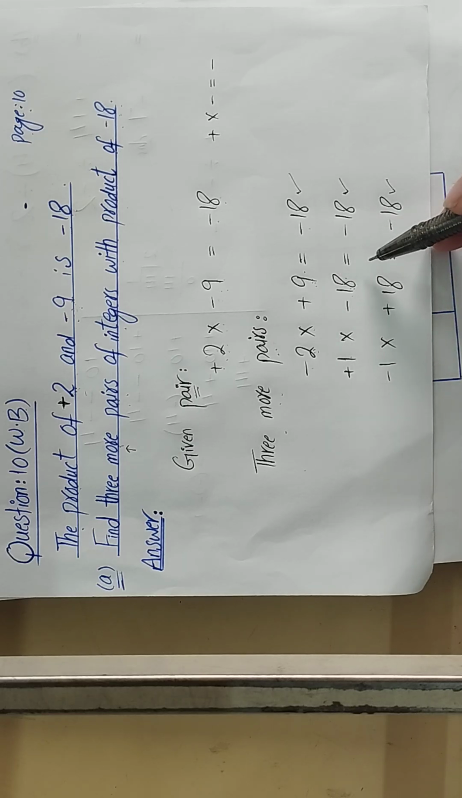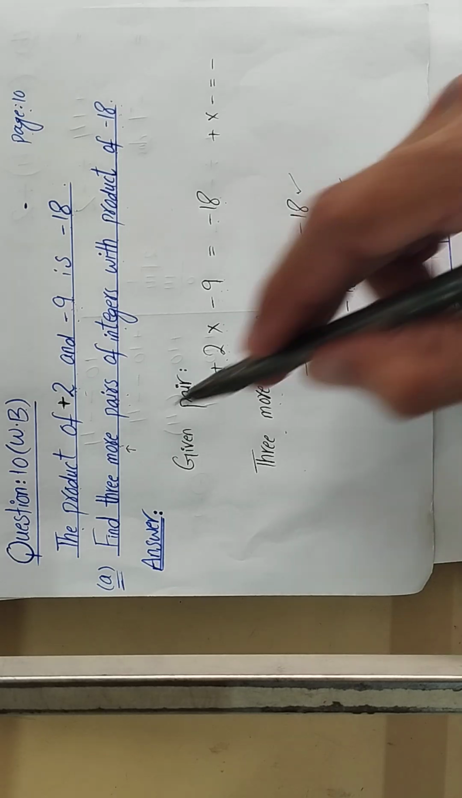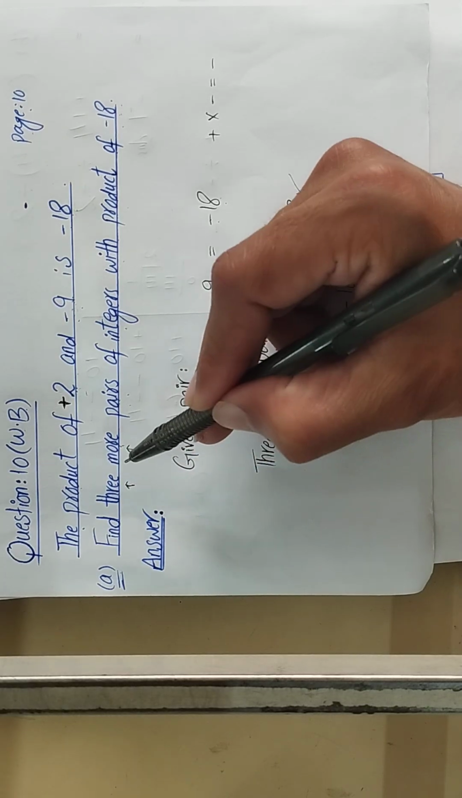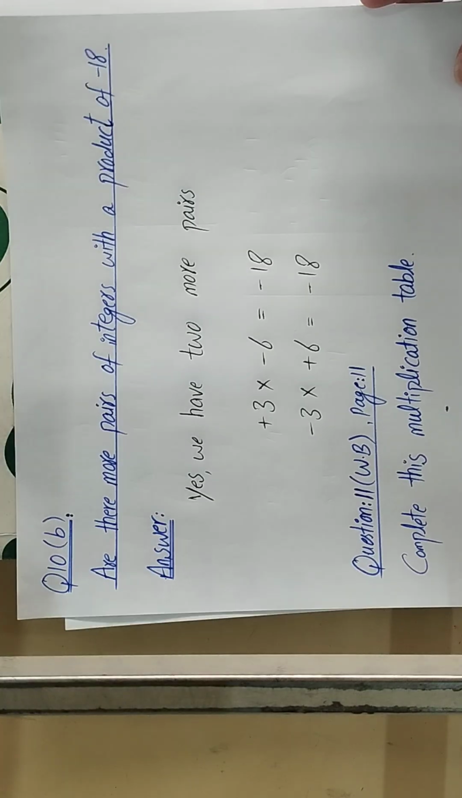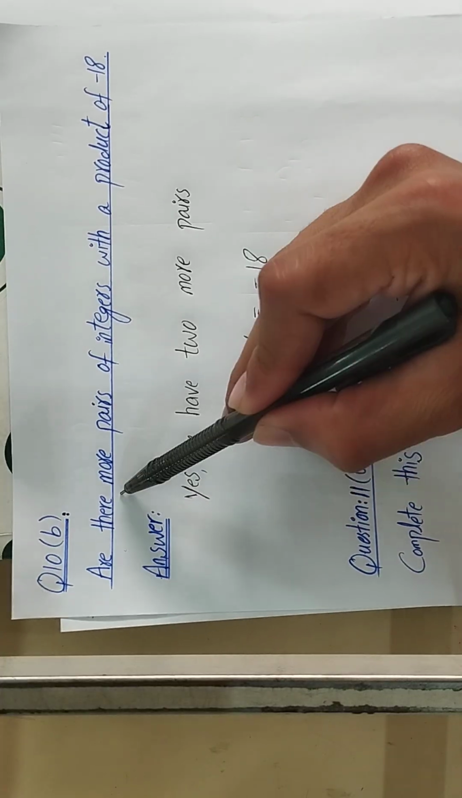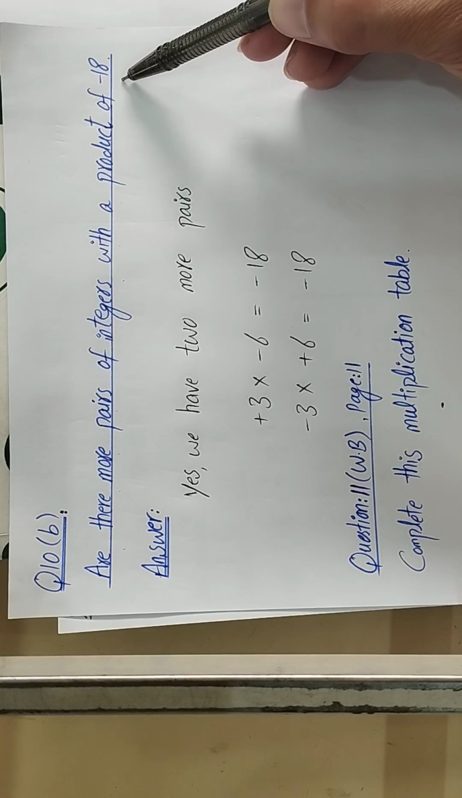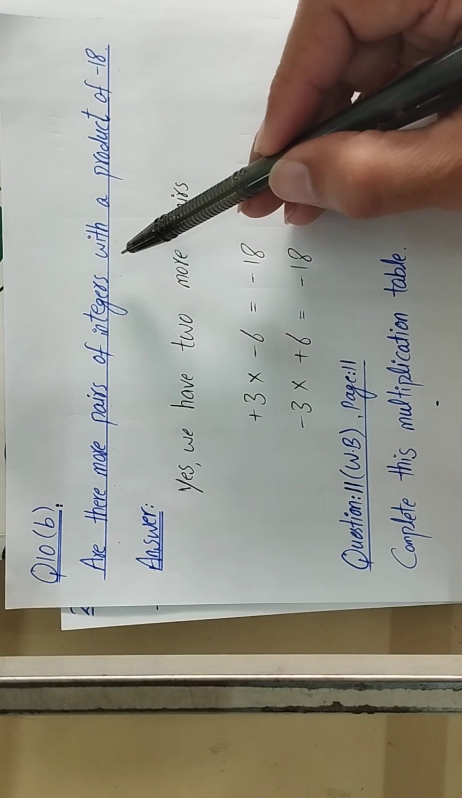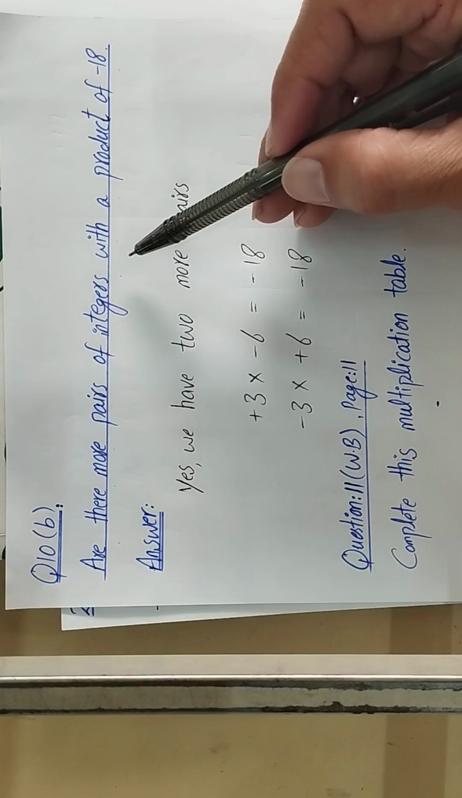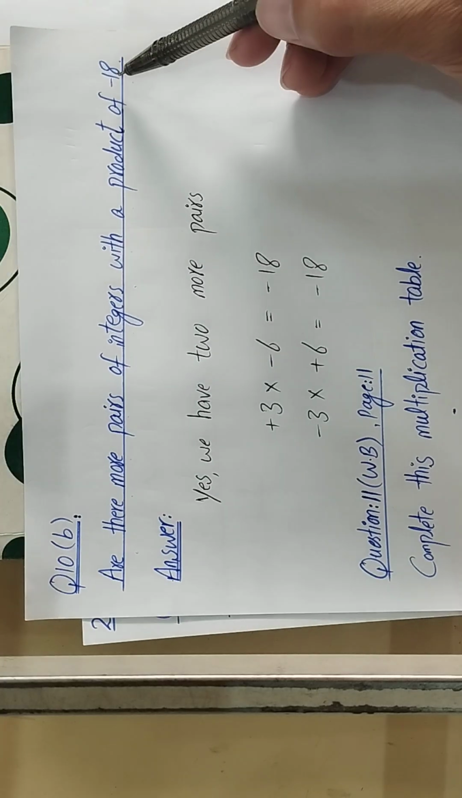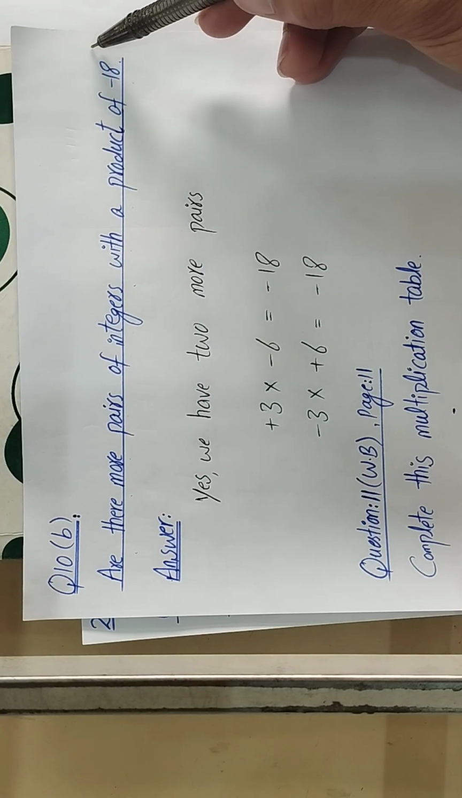हमने 3 और पेयर्स भी फाइंड कर लिए हैं, तो यहाँ पे आंसर कंप्लीट हो गया क्योंकि हमें 3 मोर पेयर्स चाहिए थे. Now let's see the second part of this question. The second part of this question is, are there more pairs of integers with a product of minus 18? So they are saying that, do we have another pair? Do we have more pairs such that when we multiply them we get minus 18?